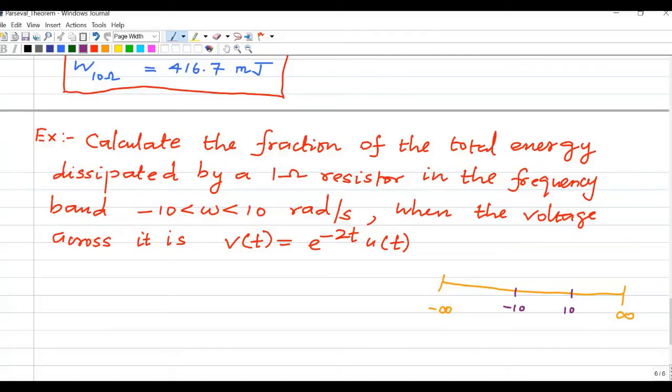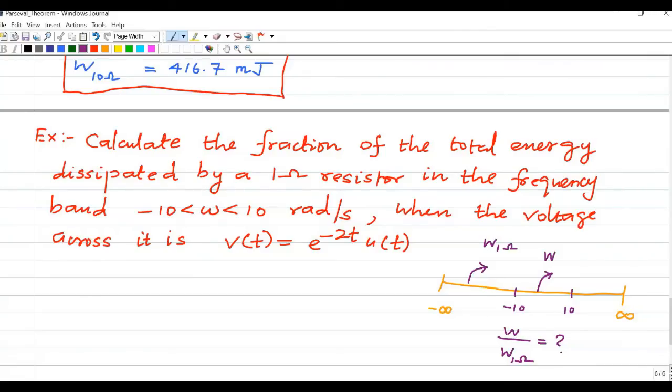So let me call the total energy W1 ohms, and the energy in the particular band just W. So we are trying to find out the ratio W over W1 ohms. This is the ratio we are going to find out through this problem. So I'm going to solve this in the frequency domain.